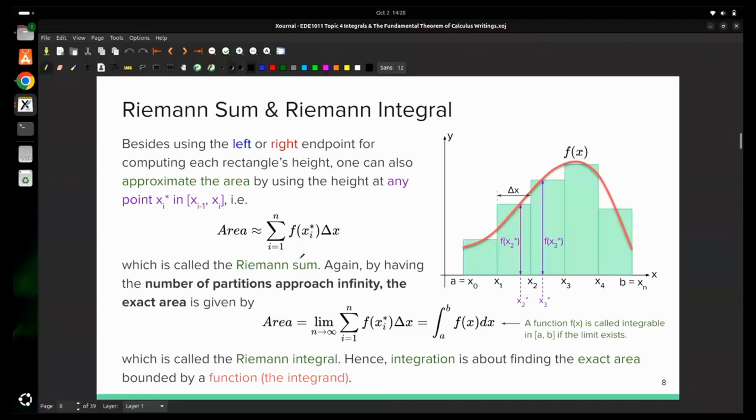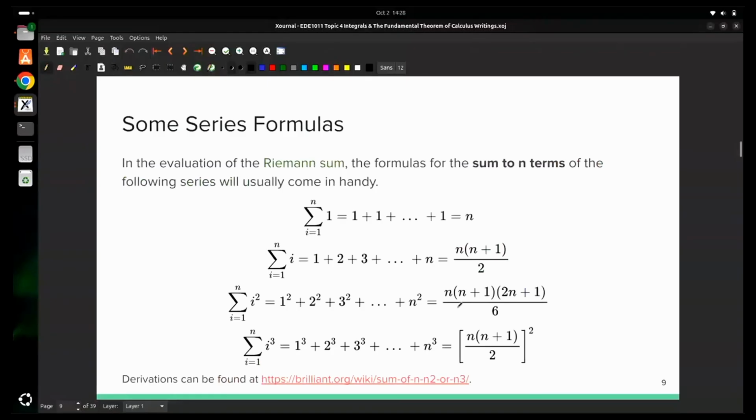Then this sum, they call it a Riemann sum. By the way, this Riemann guy, Bernard Riemann, he's also another smart guy. So this is called a Riemann sum, and the limit of the Riemann sum is exactly the integration. Integration is all about finding exact area. Obviously we will need to go through some examples on how to find the limit of a sum.